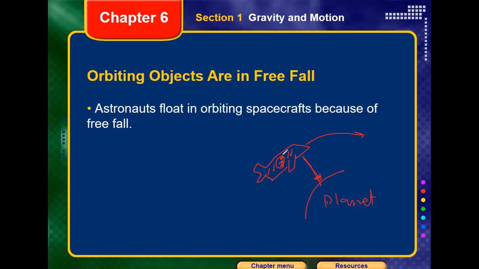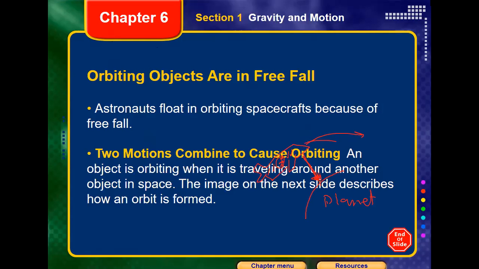So they keep floating. Why? Because they are under the effect of free falling. It is already rotating, it's under gravity, and there is no other force that opposes their motion. So that's what we call this, and that's why they appear to float in this case. That's the idea, guys, of how astronauts appear to float inside the spaceship or spacecraft.